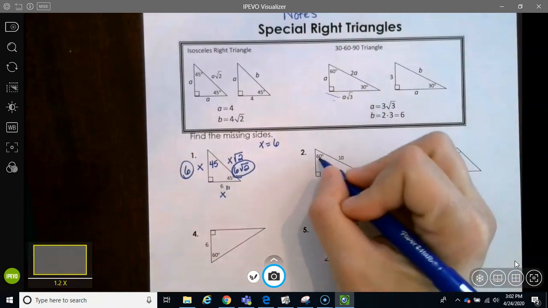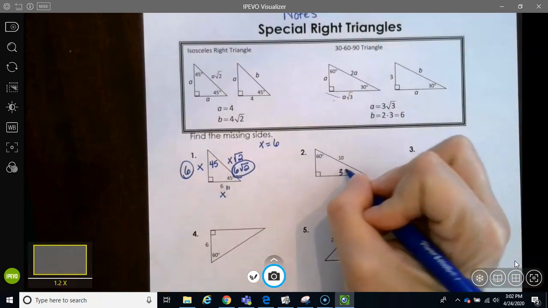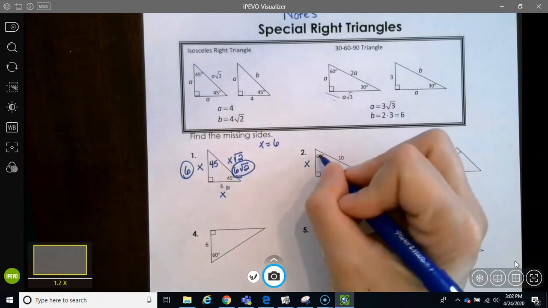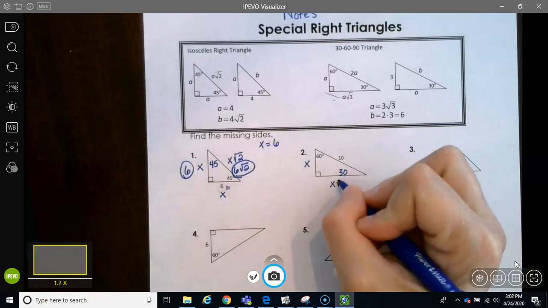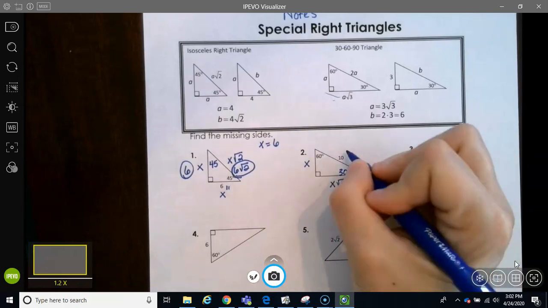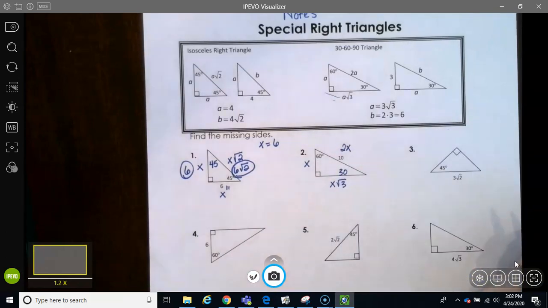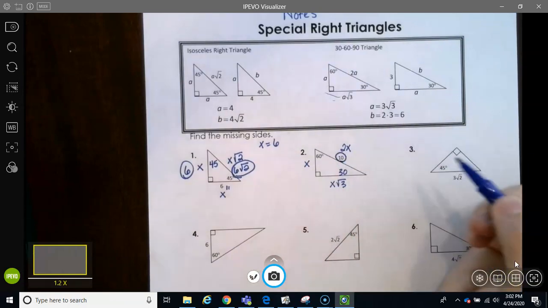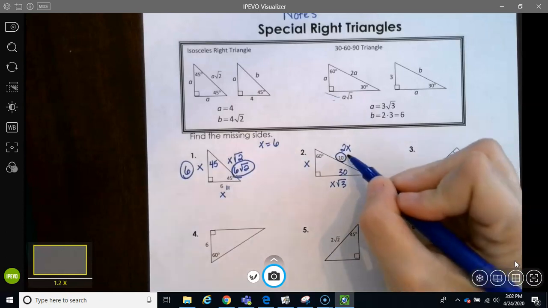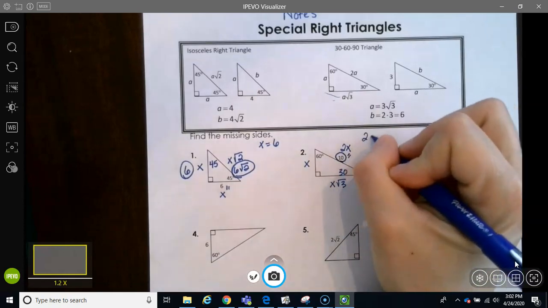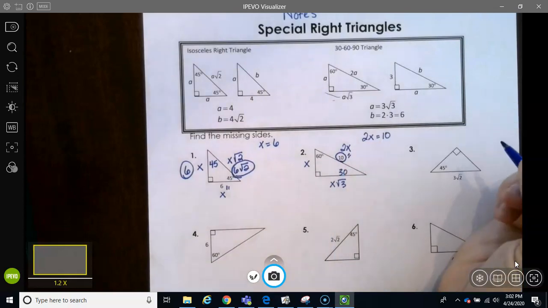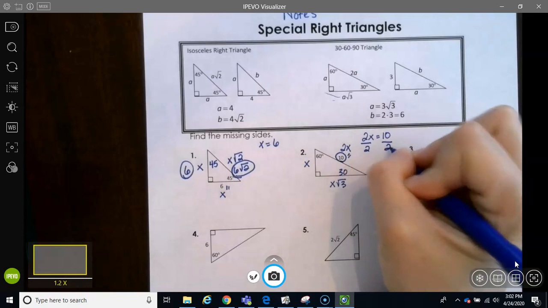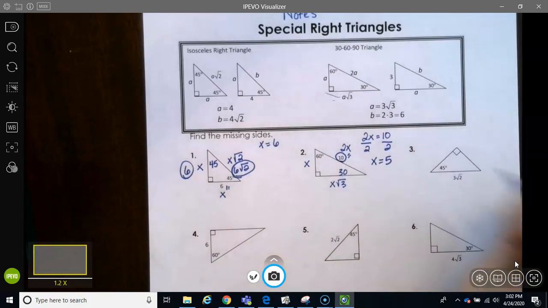Number 2, that's a 60-degree angle, that's a 90, so this has to be 30. Across from the 30 is your X side. Across from your 60 is your X square root of 3 side. And across from your 90 is your 2X side. So on this one, this is the side that they give us the length of, 10. So we set it equal to that 2X. And then you work towards getting X by itself. So divide both sides by 2, and we get X equals 5.